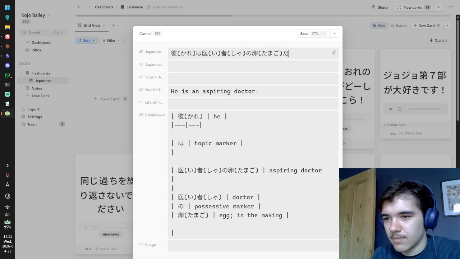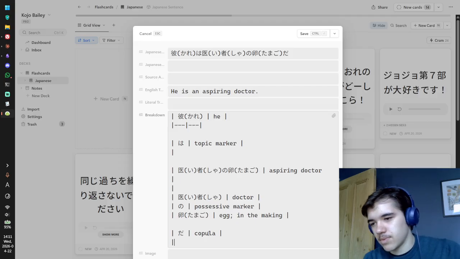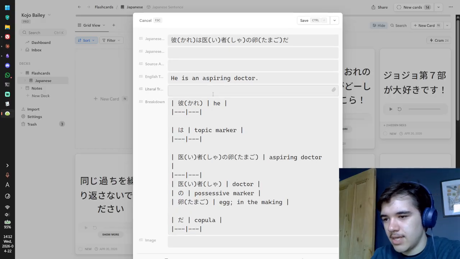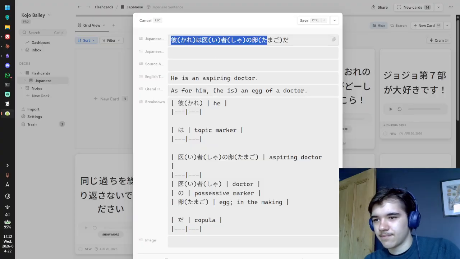And then that is just a copula. Copy this. All right. So as for him, he is a doctor. He is an egg of a doctor. Awesome, isn't it?